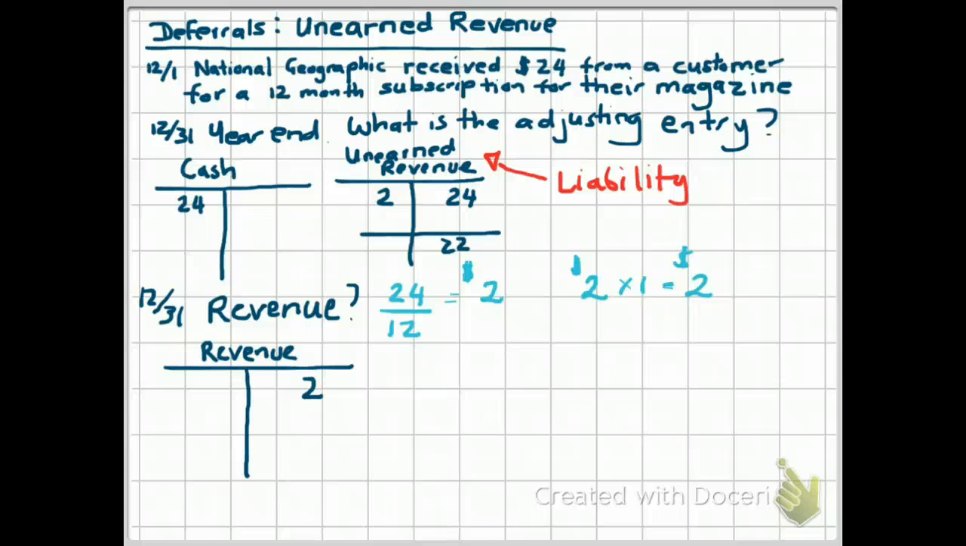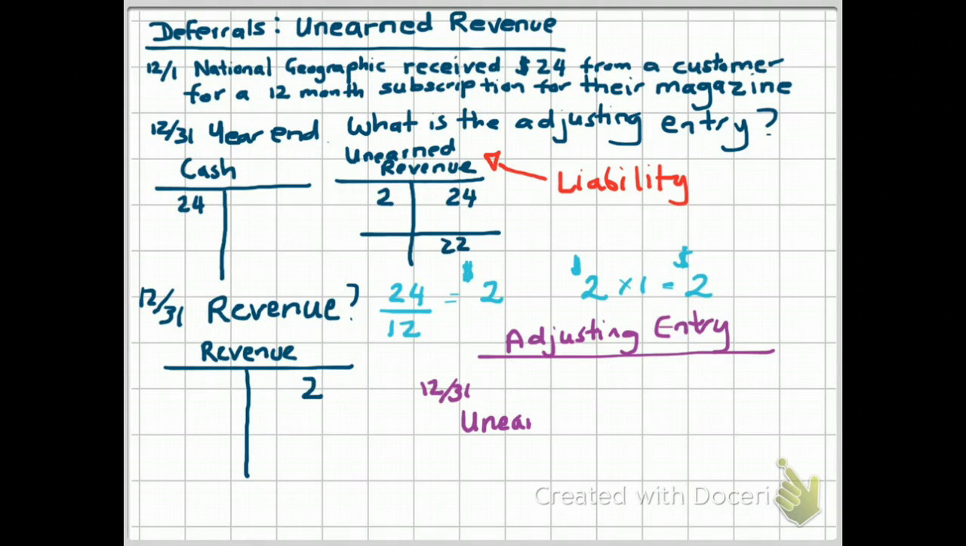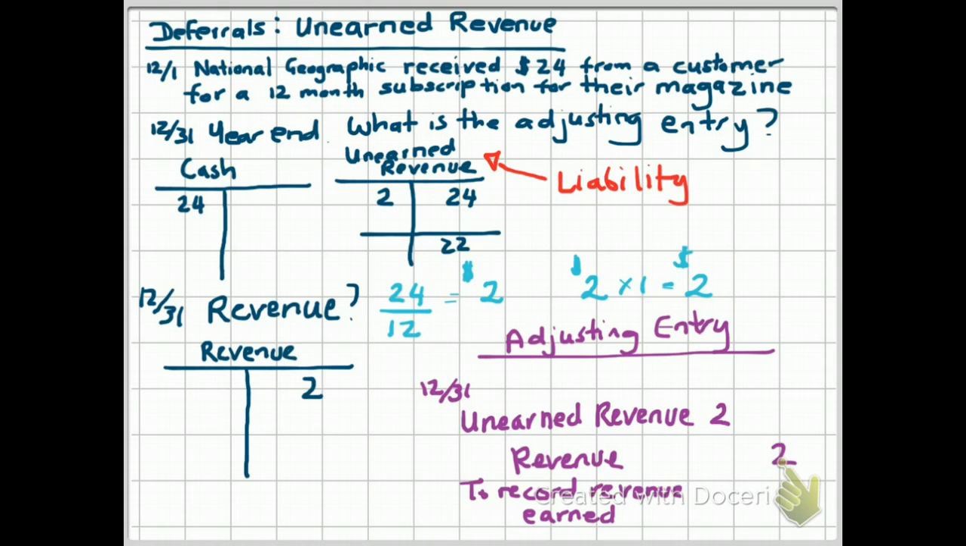Again, I showed you ledger accounts visually, but you know that before the amounts get into ledger accounts, you have to do your adjusting journal entry, which looks like this. Your adjusting journal entry will be on December 31st. Unearned revenue $2 debit, revenue $2 credit, and your description will be to record revenue earned. And then once you do that, you will be posting those amounts to your ledger.